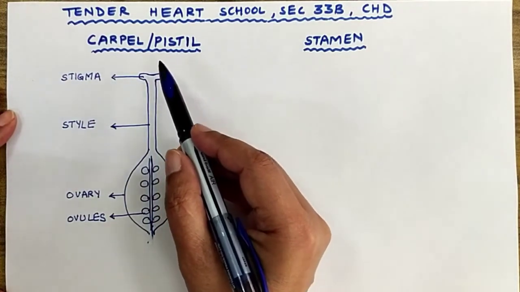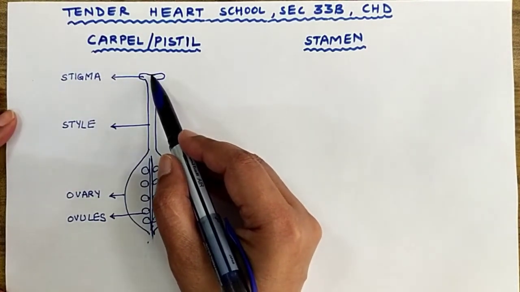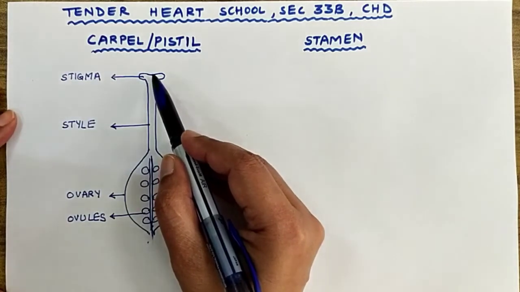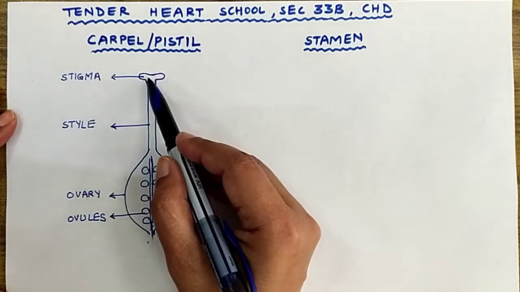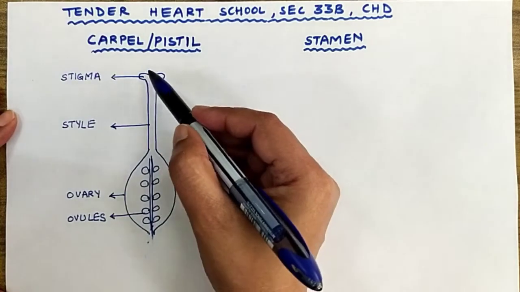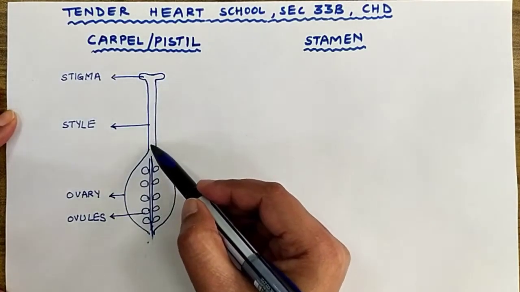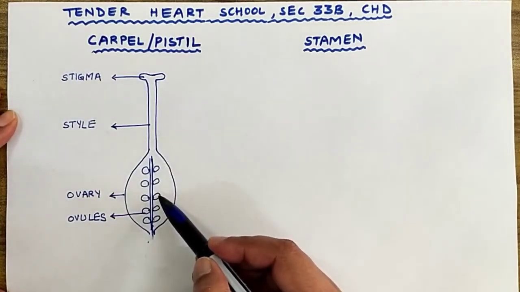Children, this stigma is the expanded upper region. The pollen grains during pollination, they will fall over the stigma. Stigma is little sticky. All the pollen grains stick to the stigma. Then the pollen grains, through this style, enter into the ovary region.